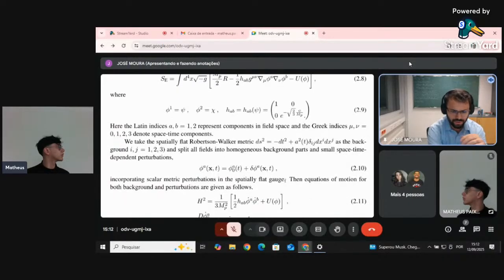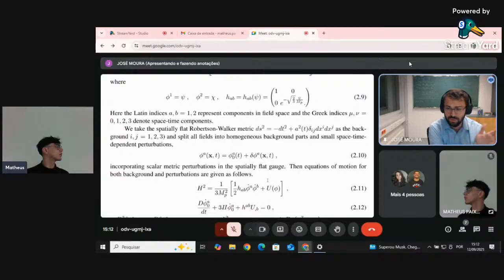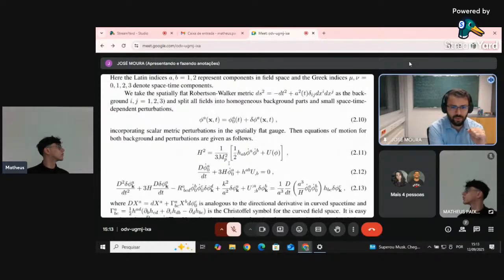What they do after this is very straightforward. They simply go around perturbing the fields. They do it in a covariant way with phi A, and they use the flat gauge, which is one choice of gauge for perturbations in the metric. Then they get the equations of motion. So this is the Friedmann equation. You have equations of motion for the background field and for the perturbation of the field, which drives the perturbation that will subsequently generate the perturbations we see in our universe today.